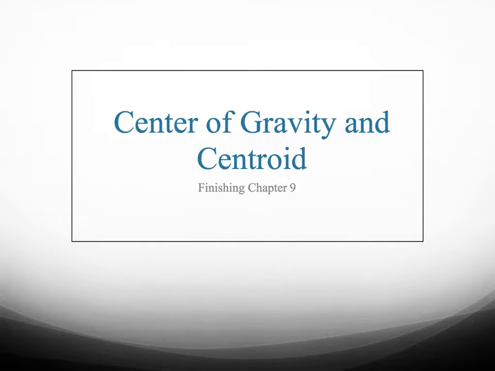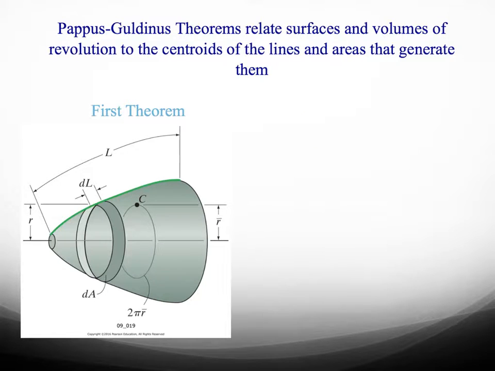All right, so let's get done with chapter 9. The first thing that we're going to do to finish chapter 9 is look at two theorems that help us figure out an easier way to find either areas of surfaces of revolution or volumes of revolution.